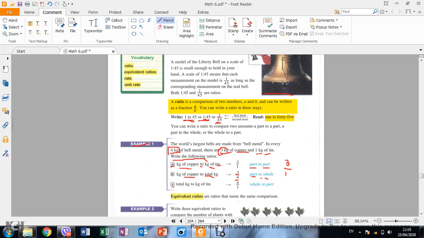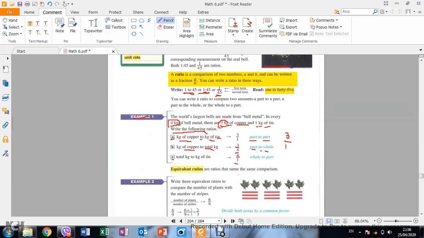C, the last one: total kilograms to kilograms of tin. Total kilograms means that in every 4 kilograms of bell metal, we have 4 kilograms. We write 4 kilograms over kilograms of tin, and we have 1 kilogram of tin. So 4 over 1, whole to part. Okay, now we have equivalent ratios. What is an equivalent ratio? Equivalent ratios are ratios that name the same comparison.